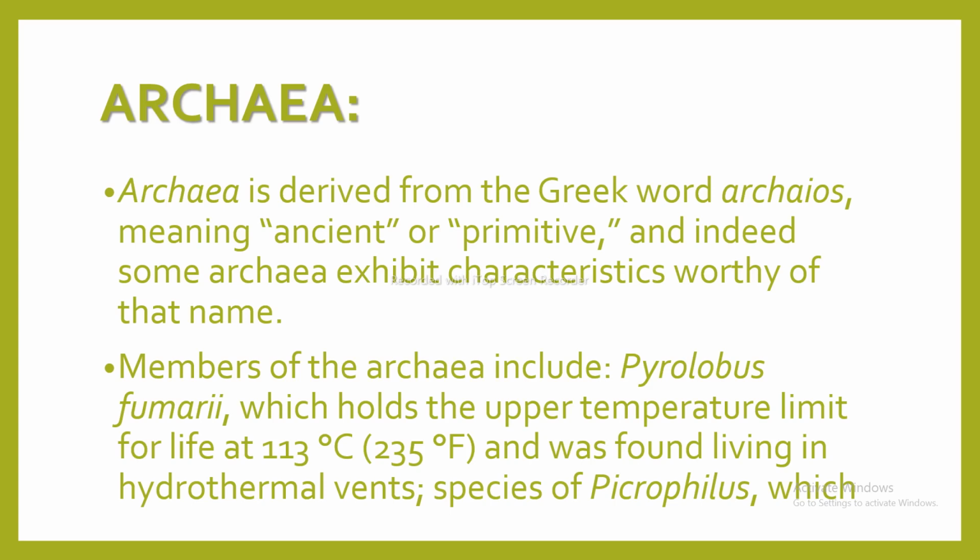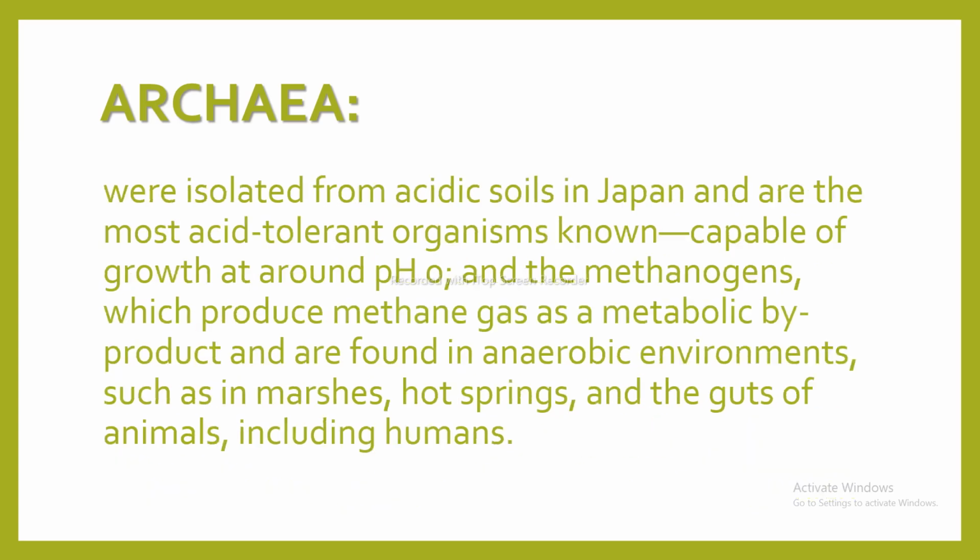Species of Picrophilus, which were isolated from acidic soils in Japan, are the most acid-tolerant organisms known, capable of growth at around pH 0. And the methanogens produce methane gas as a metabolic byproduct and are found in anaerobic environments, such as in marshes, hot springs, and the guts of animals, including humans.